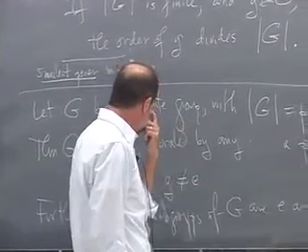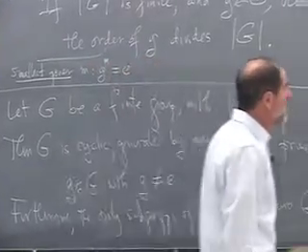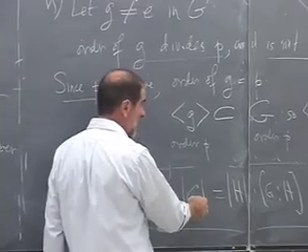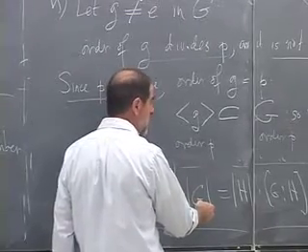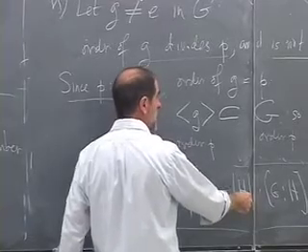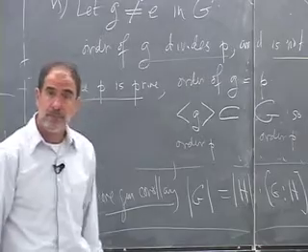And the second statement is that the only subgroups of G are e and G. Well, that's because any subgroup would have to have order dividing the order of G. And the only two divisors of the order of G are 1 and p. If the order of H is 1, H is the identity subgroup. If the order of H is p, H is the entire group.